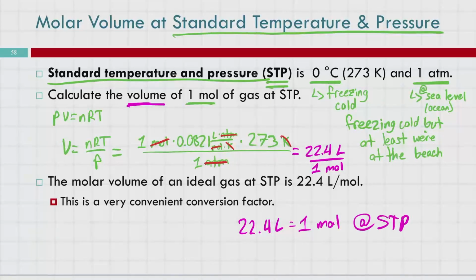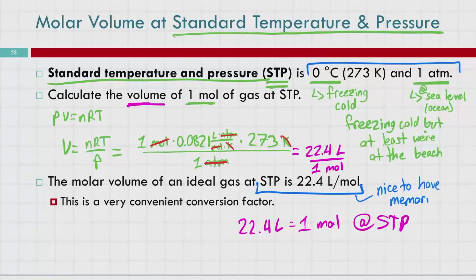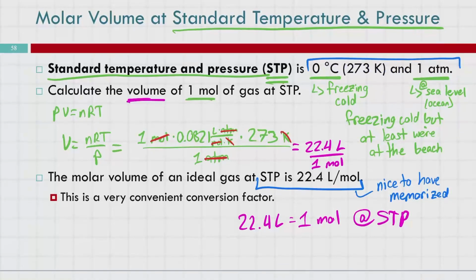So when we're at STP, if we've got 1 mole of gas, we know that it's going to take up 22.4 liters of space. If we've got 22.4 liters of a gas at STP, we know that that means we've got 1 mole. So this is a convenient conversion factor. I'd recommend memorizing it in conjunction with our STP. I'm going to say it's nice to have memorized. I do usually put a question about what are the conditions for standard temperature and pressure.